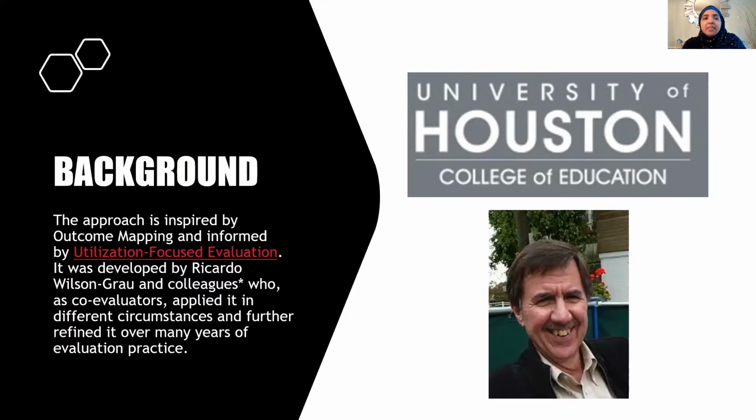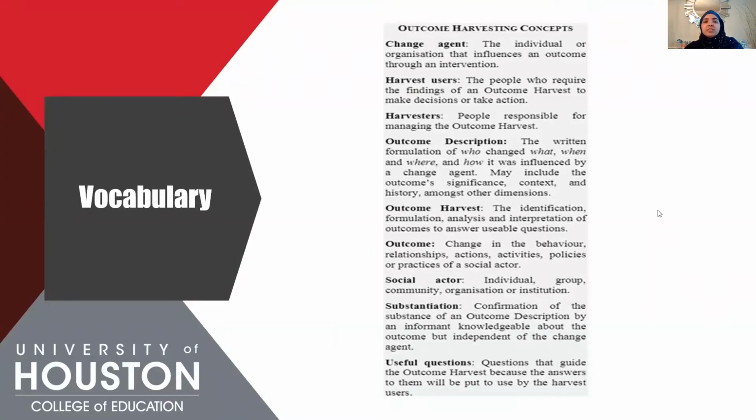So let us now take a look at some of the key outcome harvesting vocabulary or concepts in order for us to understand how outcome harvesting is done. So first of all, you need to understand the concept of the change agent. The change agent is the individual or organization that influences an outcome through the intervention.